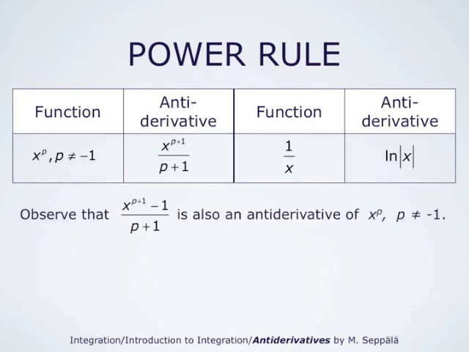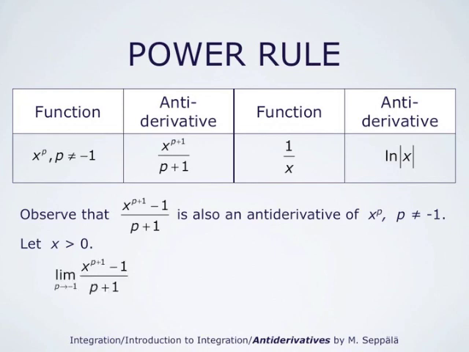Namely, we observe that since x to the power p plus 1 divided by p plus 1 is an antiderivative of x to the power p, also any function which is obtained from this function by adding a constant is still an antiderivative. And now we add the constant minus 1 divided by p plus 1. So we observe that the function x to the power p plus 1 minus 1 divided by p plus 1 is also an antiderivative of the function x to the power p, assuming that p is different from negative 1.